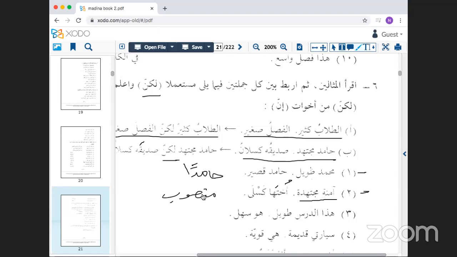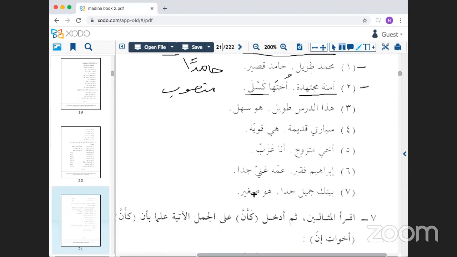Ahsant, jazakallahu khairan. Lakinna ukhtaha kasla. Kasla, my brothers and sisters, this is the mu'annath of kaslanu. And as you can see, it has this alif maksura on the end, so you just read it like an alif. And this is another example of khabaru lakinna, marfu' bidhammatin muqaddaratin.